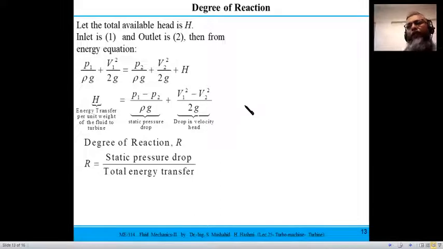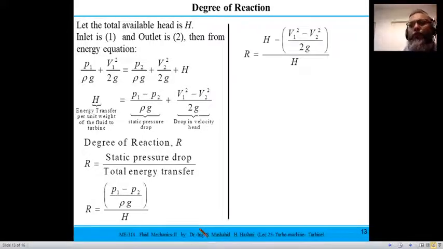The concept of degree of reaction is the ratio of the energy available due to the pressure drop to the total energy available. If the static pressure drop is 0, then the degree of reaction would be 0. So R equal to 0 is a special case in impulse turbines, because the pressure drop is 0 compared with the total energy available. I substitute the static pressure drop in terms of head, which is the pressure difference divided by rho g, and the total energy transfer is H. That becomes the formula for calculating the degree of reaction.